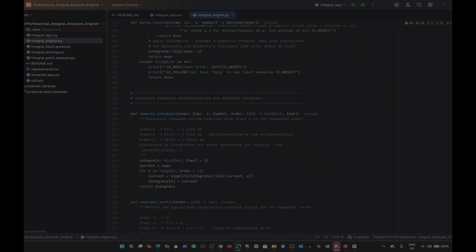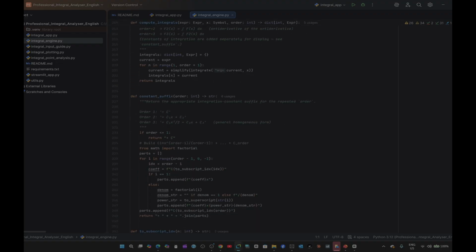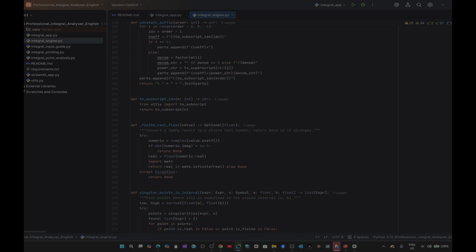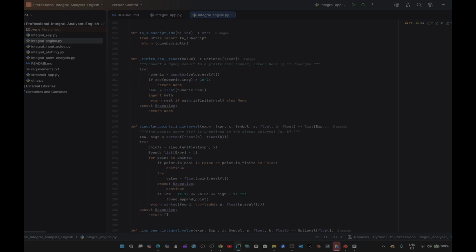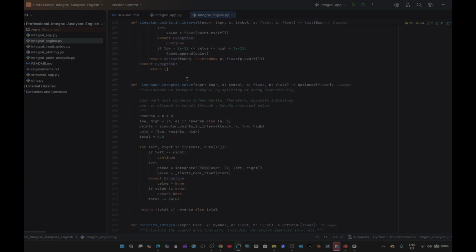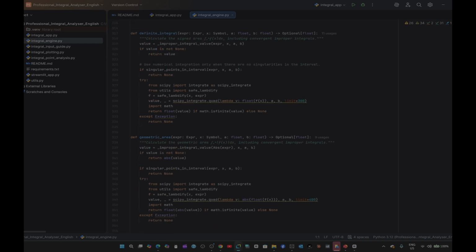Now you go to compute integral, how to work out the integral. Now first level, second level, third level. Right, because you add the constant in, and from there you look at the subscript, to subscript index. Find real, flow, singular point in interval. Got import of interval value. There are a lot of functions in here, and this is if the integral, when you can get the result. Sometimes you don't have a result.